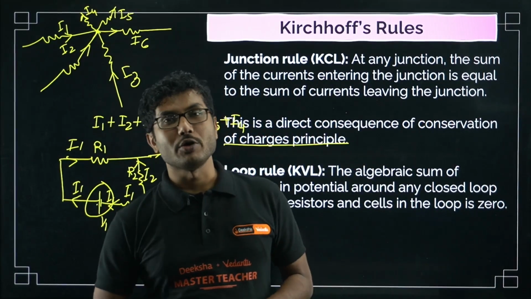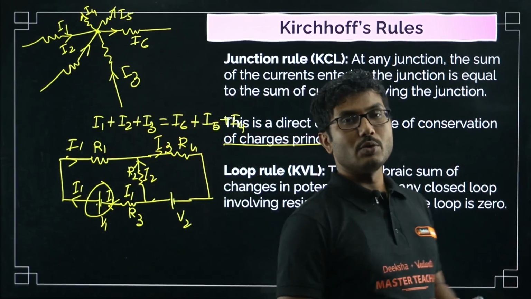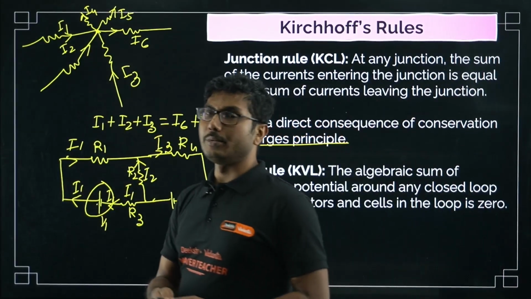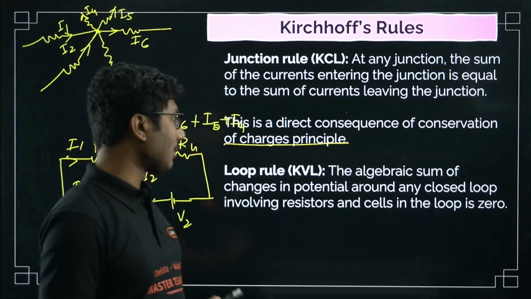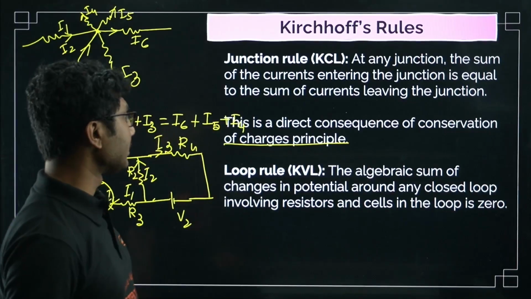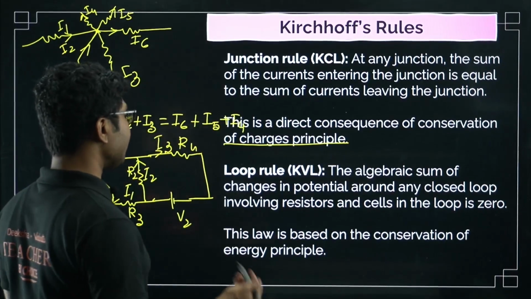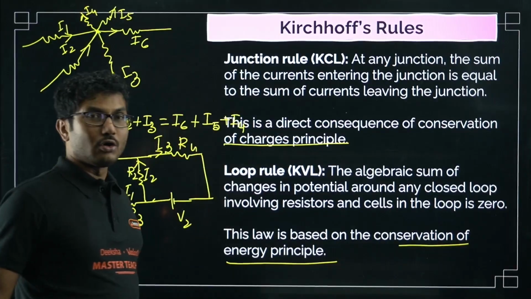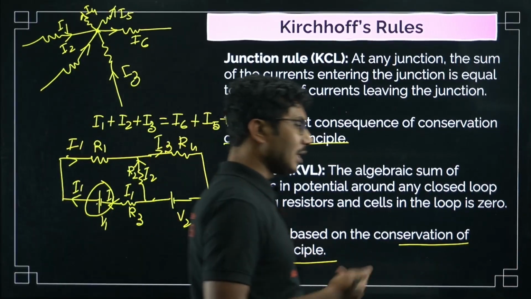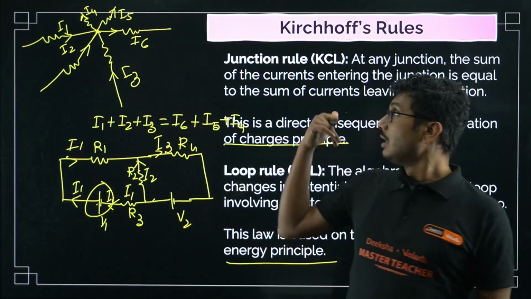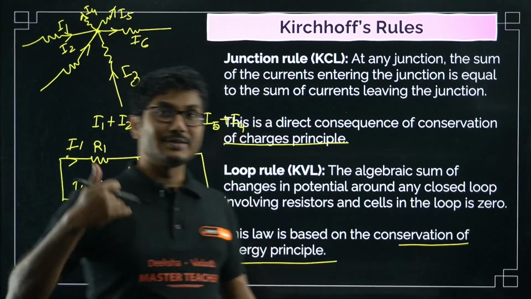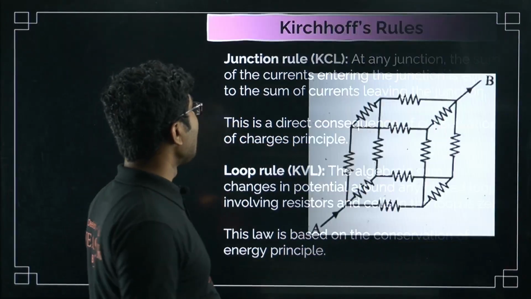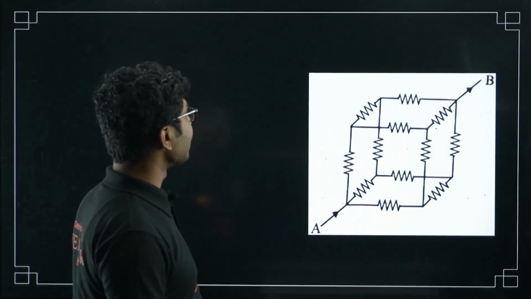If you are following a path where you have to go through a junction where current is going in the opposite direction, then it will be a negative value. Be careful about this kind of short things. Okay, this law is based on the conservation of energy principle. So KVL or loop rule is based on the energy principle, whereas junction rule or KCL is based on the conservation of charge principle. Now let's solve one question.